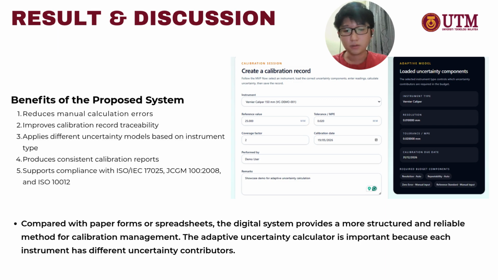In conclusion, compared with paper forms or spreadsheets, this digital system provides a more structured and reliable method for calibration management. The adaptive uncertainty calculator is also important because each instrument has different uncertainty contributors.